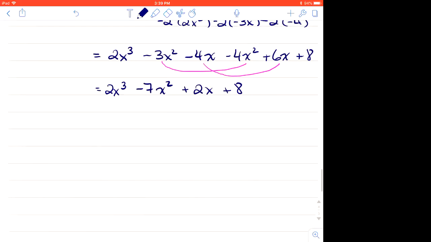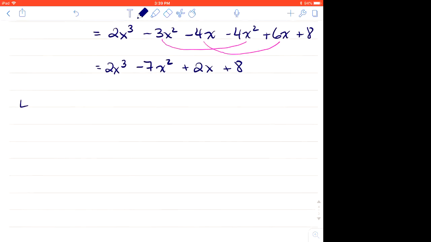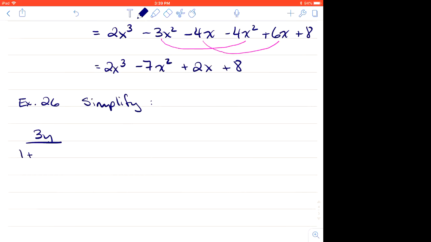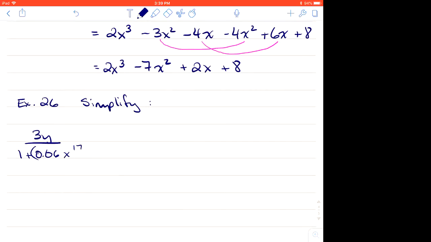Okay, so how about example 2.6? If I ask you to simplify 3y over 1 plus 0.06 in brackets times 175 over 365.